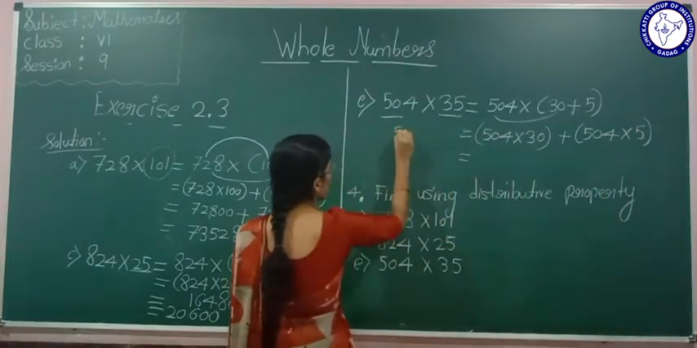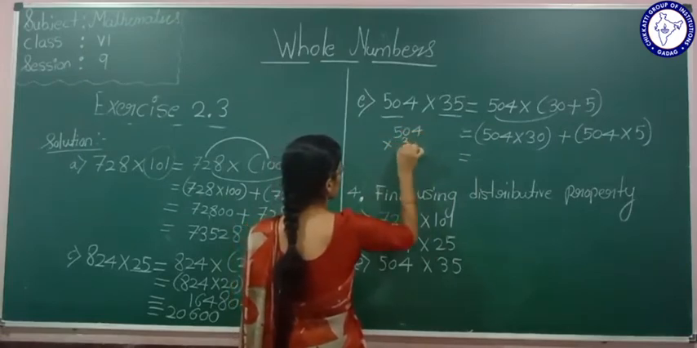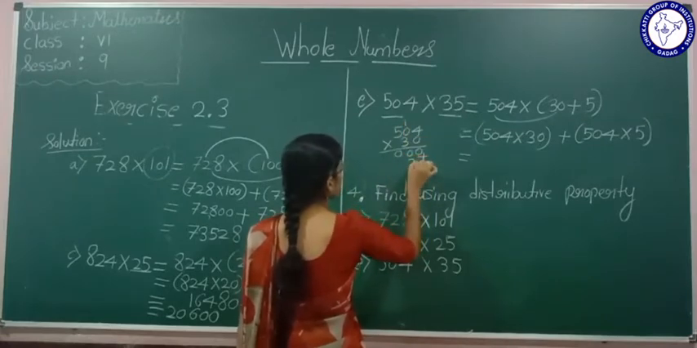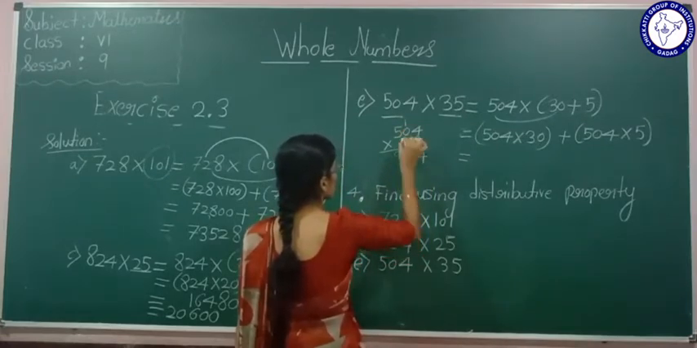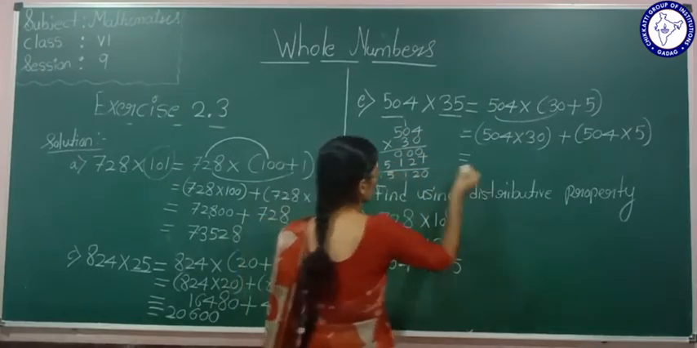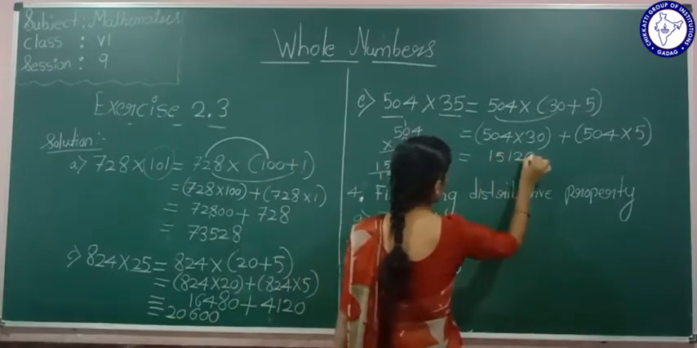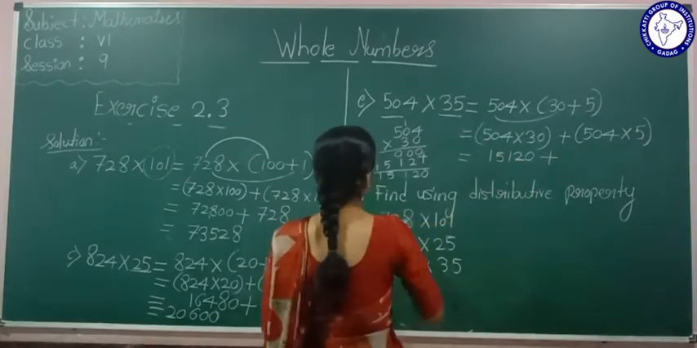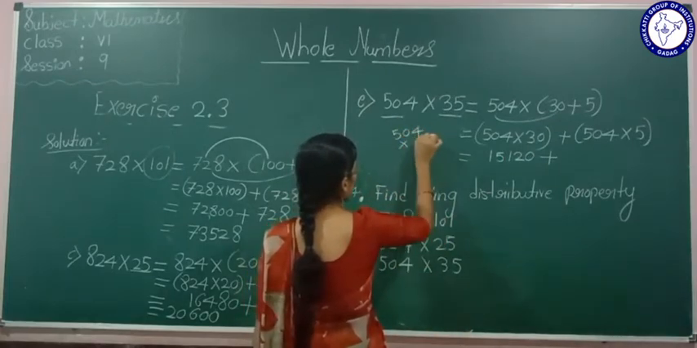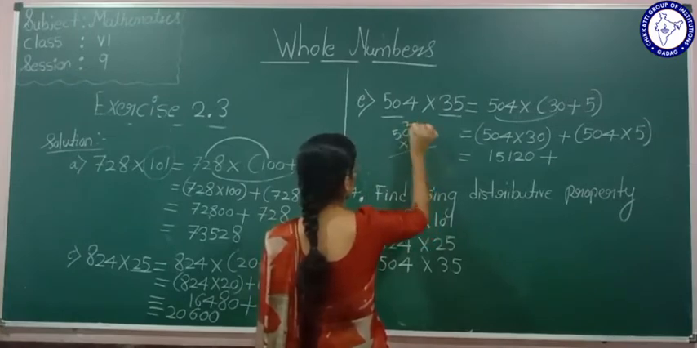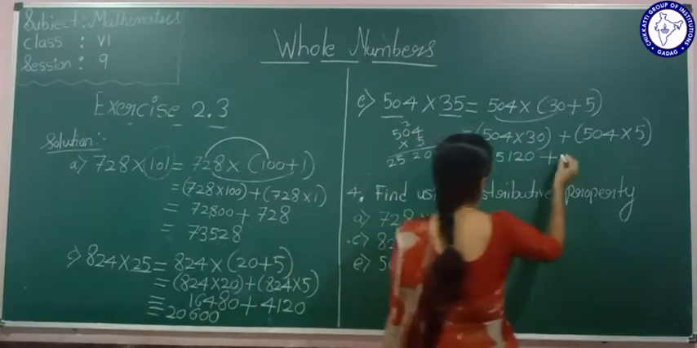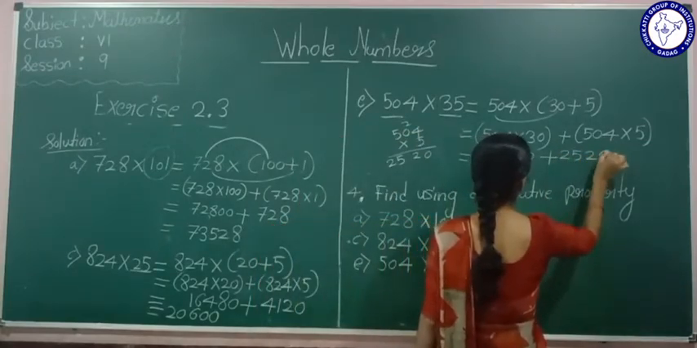What is 404 multiplied by 30? 3 4s are 12. 3 zeros are 0, 1. 3 5s are 15. It will be 12,120 plus what is 404 multiplied by 5? 5 4s are 20. 5 zeros are 0, 2. 5 5s are 25. It is 2,020.